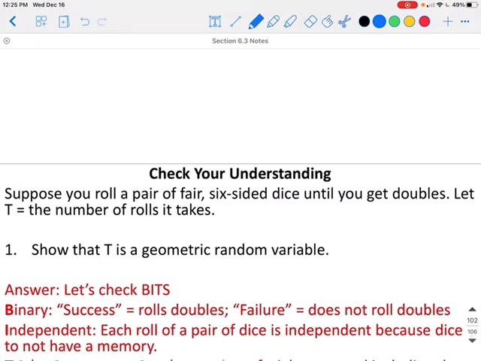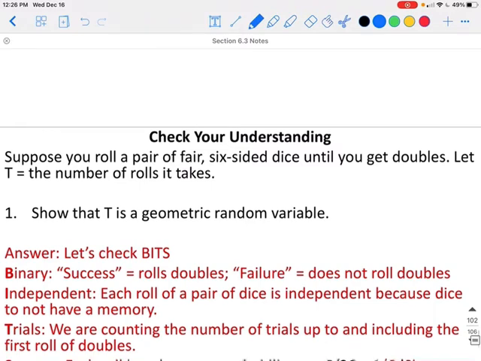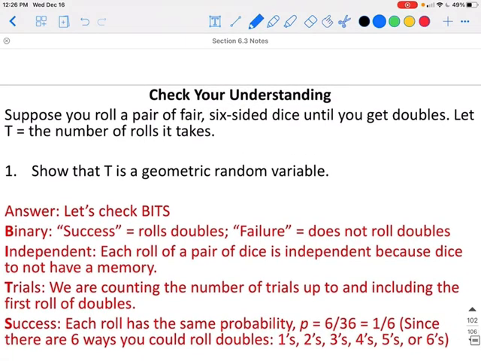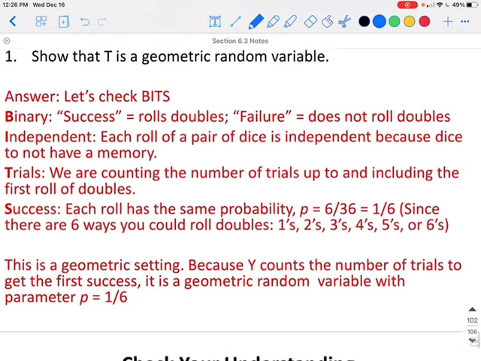They are independent because dice don't have memory. The first roll of the dice does not affect the second roll. This is a T, trials, because you are rolling until you get doubles. And the probability of success is 6 times out of 36 you will roll doubles, or 1 out of 6, since we could roll doubles with 1s, 2s, 3s, 4s, 5s, or 6s. So this is a geometric random variable. Because T counts the number of trials to the first success, it is a geometric random variable with a parameter of p equals 1/6.